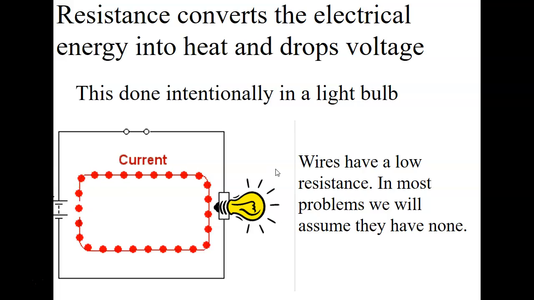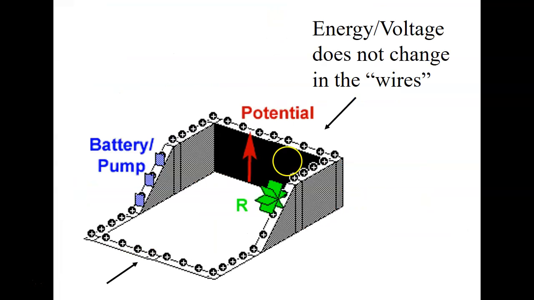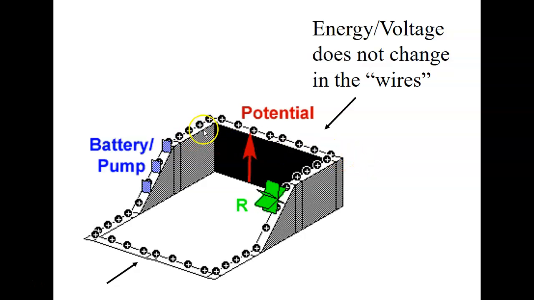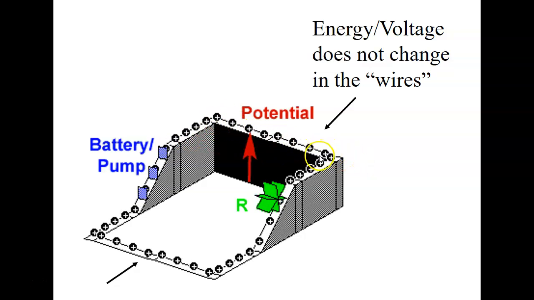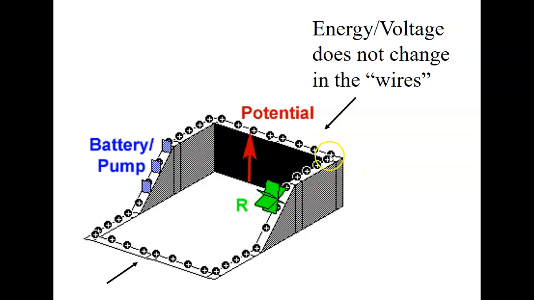Now, wires have very, very little resistance, and for the sake of our problems, we're going to assume that they have no resistance. So we don't lose any energy along the wires. We have ideal wires. That's why we're not losing any elevation between the battery and the resistor. It's because we have ideal wires.